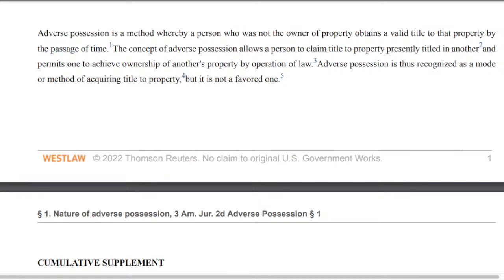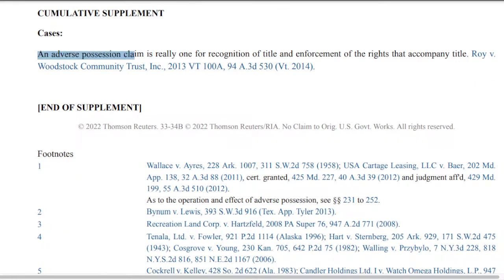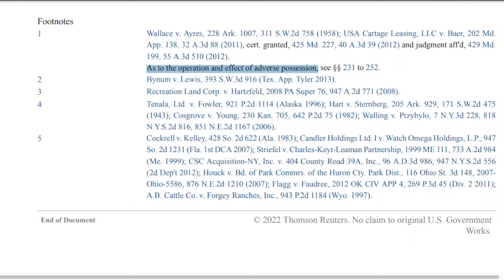Adverse possession is thus recognized as a mode or method of acquiring title to property, but it is not a favored one. So, cumulative supplement here, we have cases. An adverse possession claim is really one for recognition of title and enforcement of the rights that accompany title. So that's really what we're trying to understand here, and that's in a 2014 case in Vermont. But the claim is really one for recognition of title and enforcement of the rights that accompany title. Beautiful. So then we have the cases here, and let's see what years here. So they're pretty recent. And as the operation and effect of adverse possession, we'd have to get sections 231. That's way down in this volume.